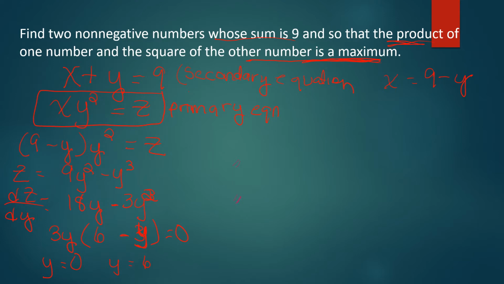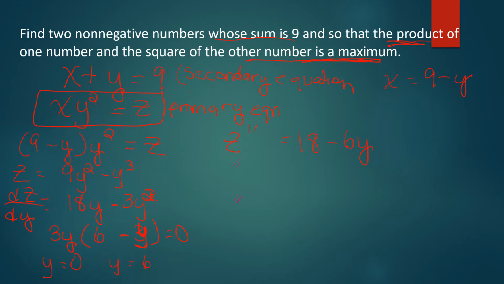Which of those will be a maximum number? Which of those would be maximum? Okay, so how do we determine that? Well, let's take the second derivative. Let's use the second derivative test. So if I take the second derivative, I get z double prime equal to 18 minus 6y.